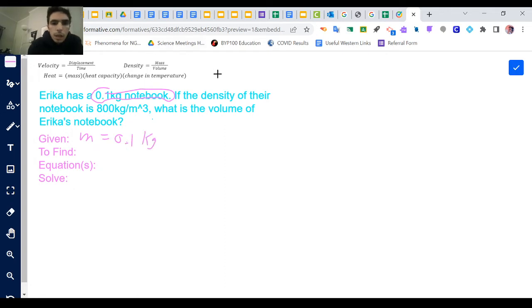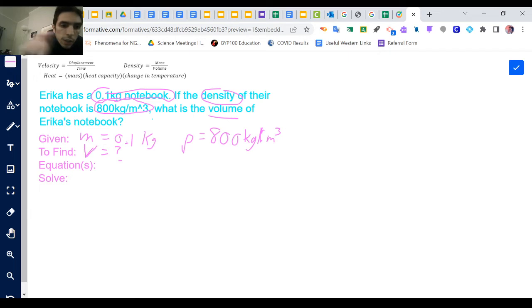kilograms. And then we are given, more explicitly, the density of Erica's notebook, which is 800 kilograms per meter cubed. I'm going to write that, even though it's D for density, you show that with this little letter that looks like a P. That's a rho from the Greek alphabet, but that's the density of this notebook. So 800 kilograms per meter cubed. And what we're being asked to find is the volume. I'll put that V equals question mark.